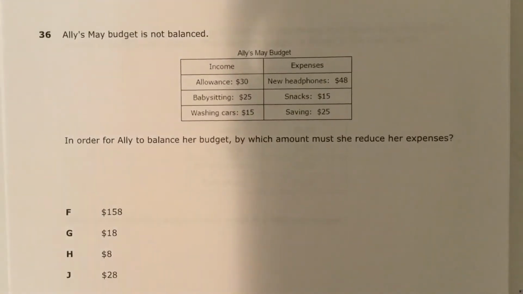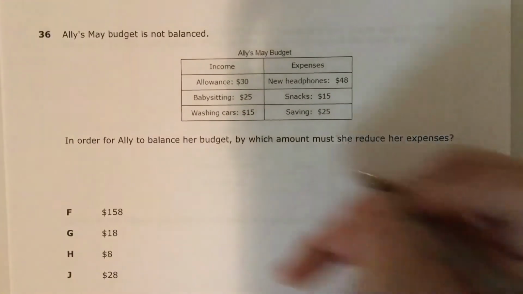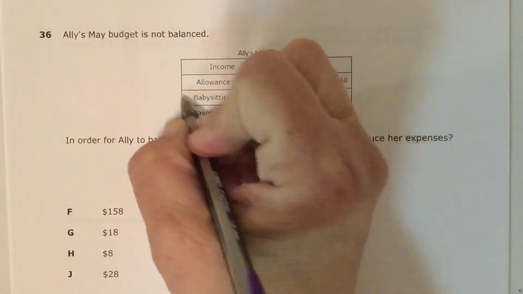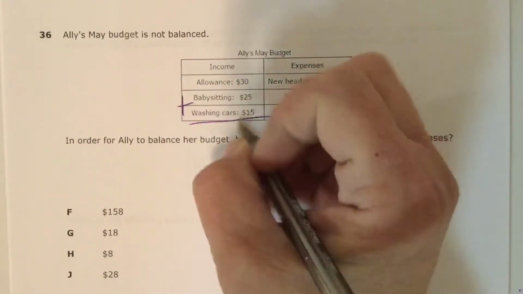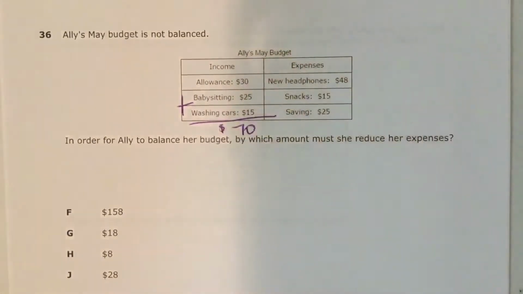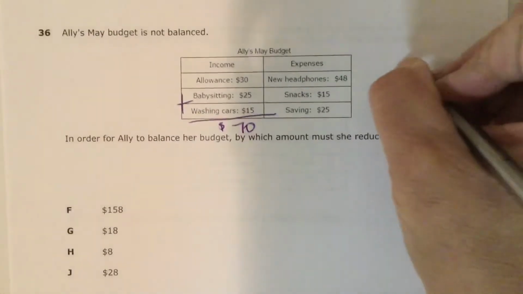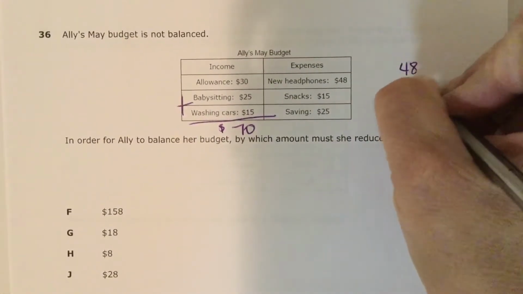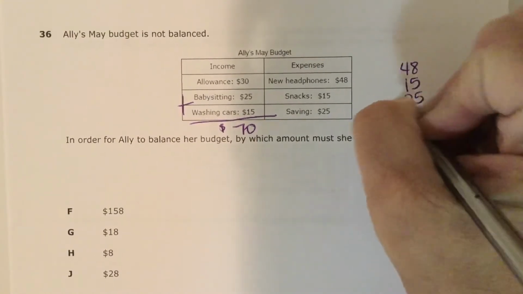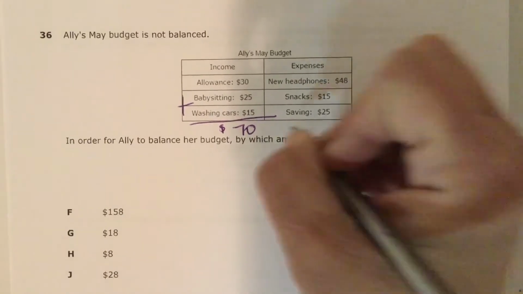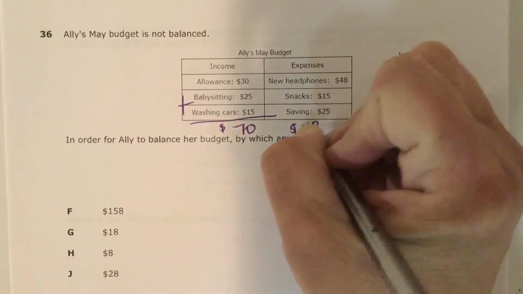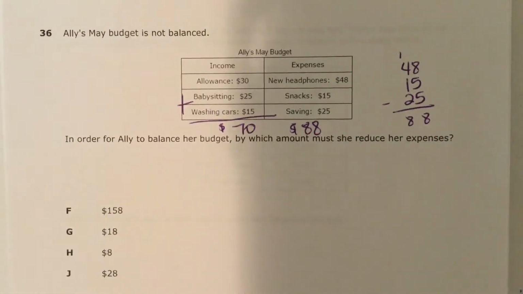All right. Allie's May budget is not balanced. In order for Allie to balance her budget, by which amount must she reduce her expenses? All right. So her income, this is the money she's making. So 30, 40, 50, 60. So she makes $70 a month. And then she's spending 48, 15, 25. That's 18, 4, 5, 6. She's spending $88. So she is spending more than she's actually making.